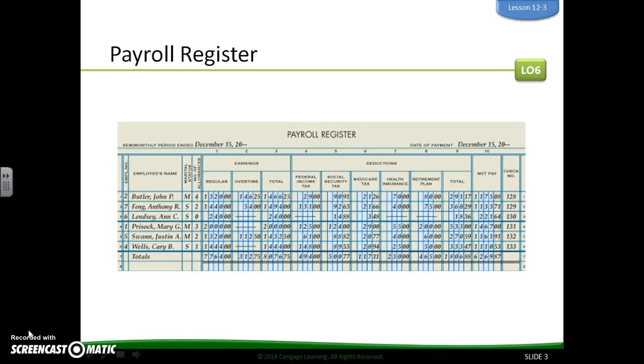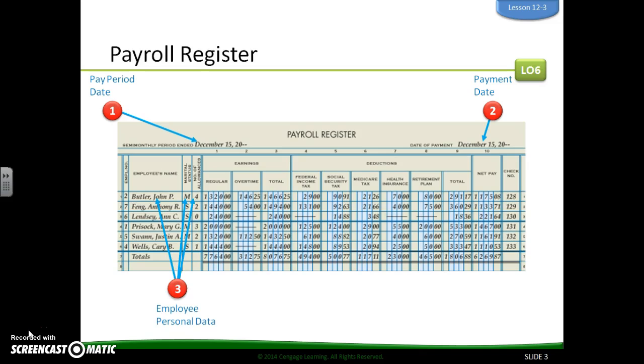registers. So here we're looking at a payroll register, and what you can see on here, the date of the pay period. So it says semi-monthly pay period ending in December 15th. The payment date, so employees were paid on the 15th. A list of all of the employees' personal data, so their name, their marital status from their W-4, and the number of allowances they elected.